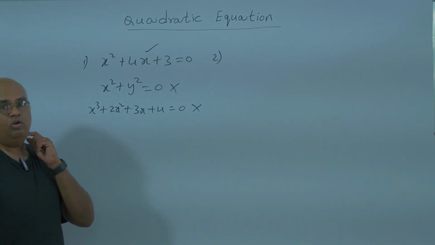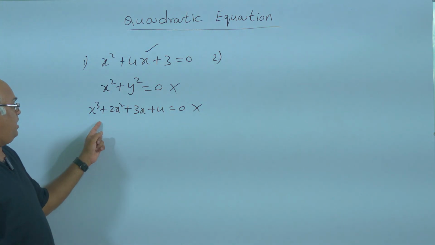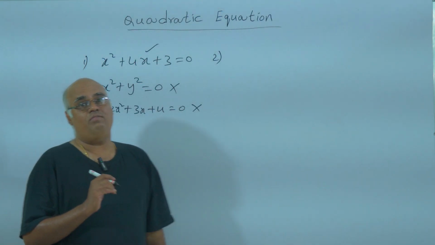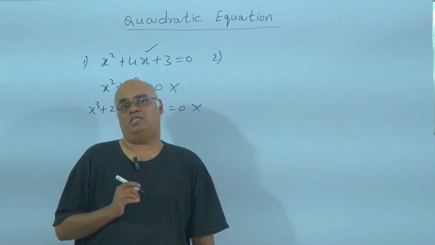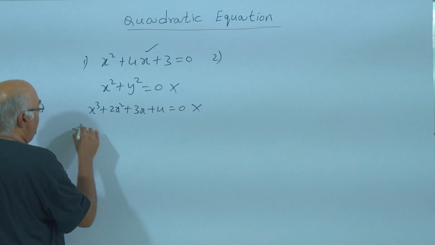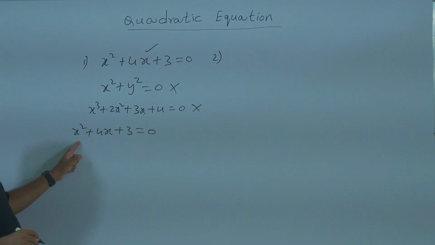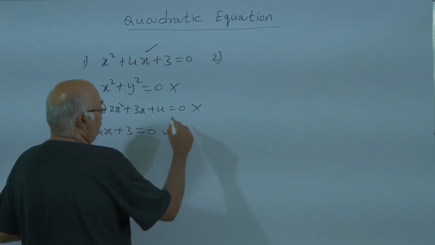So for an equation to be a quadratic equation, it should have only one variable, and the second thing is that the highest power of the variable should be equal to 2. Only then can we say that such an equation is called a quadratic equation. Now I will give you an example of a quadratic equation: x square plus 4x plus 3 is equal to 0. It has only one variable x, and the highest power of x is 2. So it satisfies both the conditions. So this is called a quadratic equation.